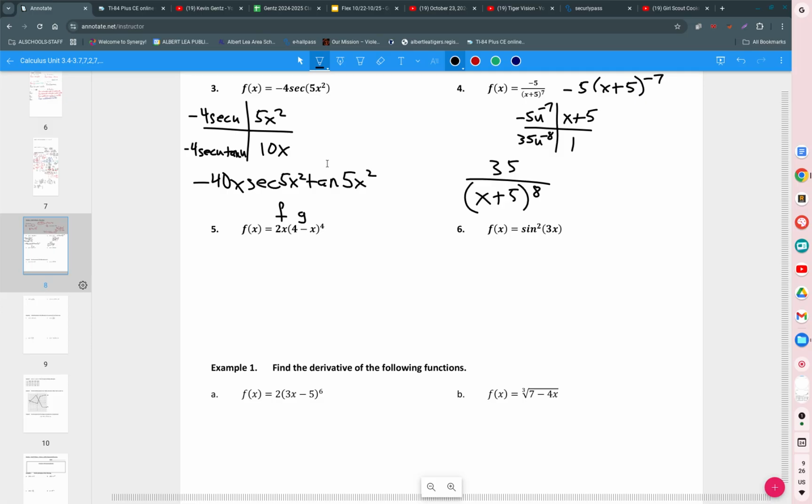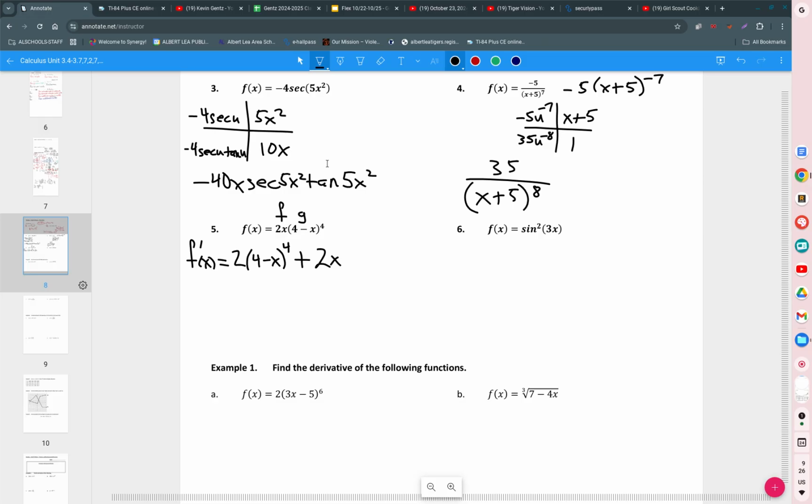And so I'm going to set up the product rule. I have f prime of x is equal to, what is the derivative of 2x? Times 4 minus x raised to the 4th power. Am I done? No. Plus, I now need g prime, don't I? But I'm going to write down f first, so I'm going to write down 2x, and I got to multiply that by g prime. What rule would we use to find the derivative of g?